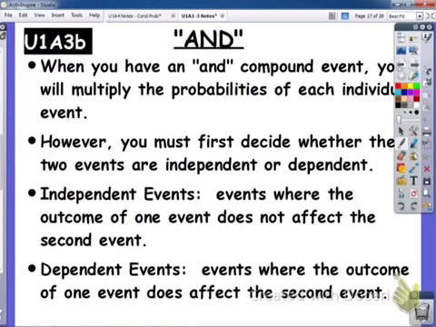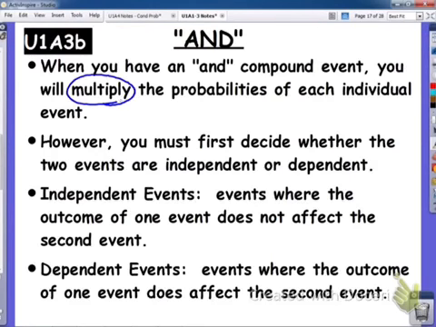Okay guys, so we have looked at compound inequalities that involve the word or. But now we want to look at compound inequalities that involve the word and. When you have a compound probability that involves the word and, you will multiply. I would make a note of that, circle that in your notes. You're going to multiply the probabilities of each individual event.